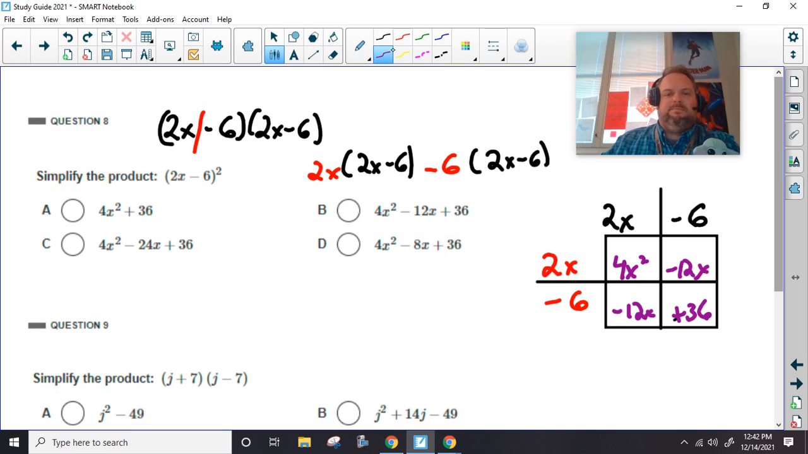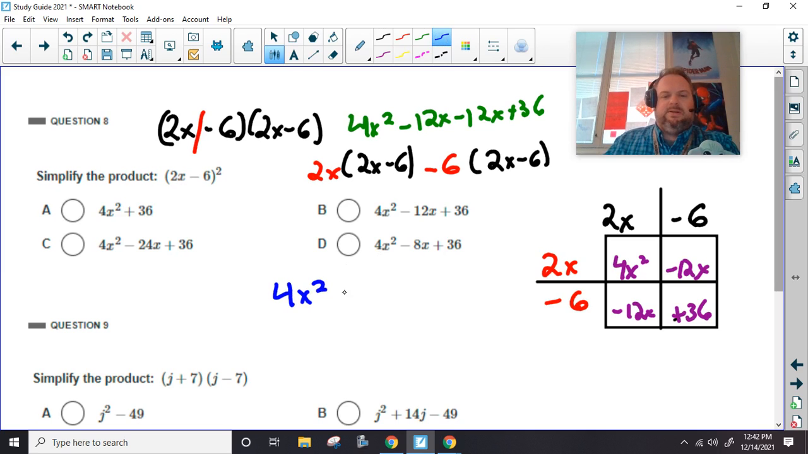All right. And if we would have done this, either way, we're going to end up with 4x squared minus 24x plus 36, which is C.